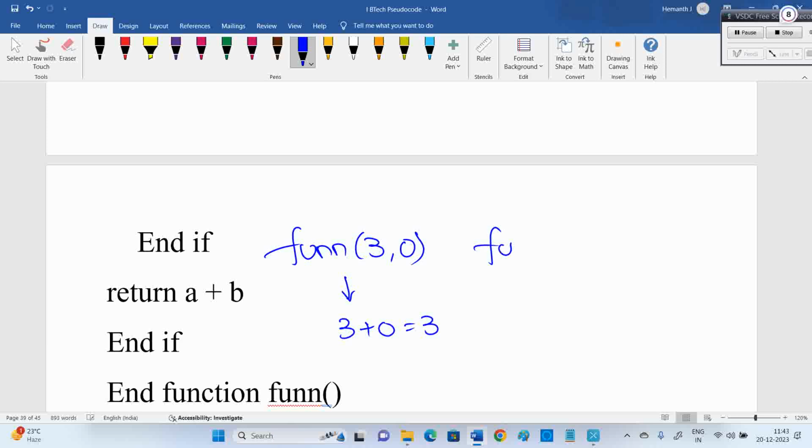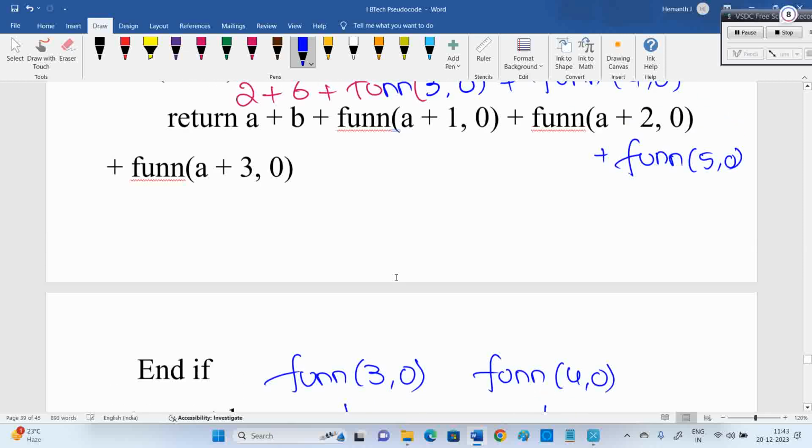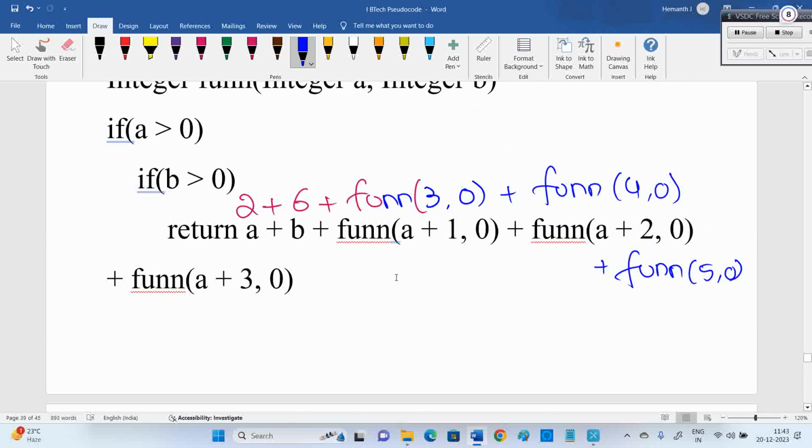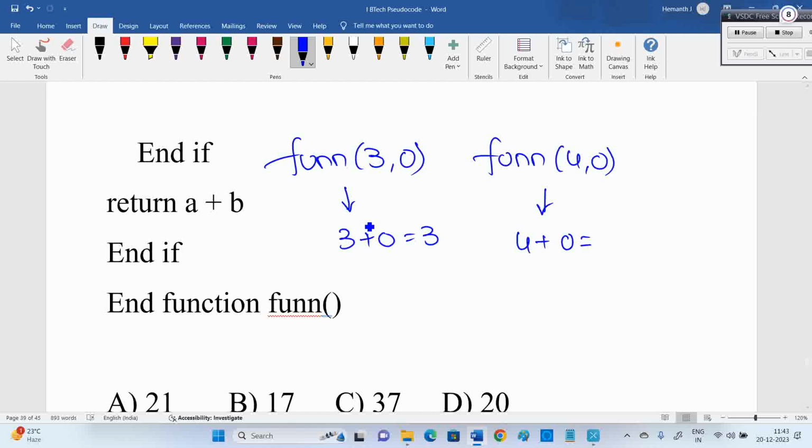For function of 4 comma 0, the output is 4, because this will also not enter into that. We don't enter because only when two conditions are satisfied do you enter: if A greater than 0, if B greater than 0, then only you return this. So this is also stopped. Then function of 5 comma 0 gives 5. So we'll get 3, 4, 5 here.